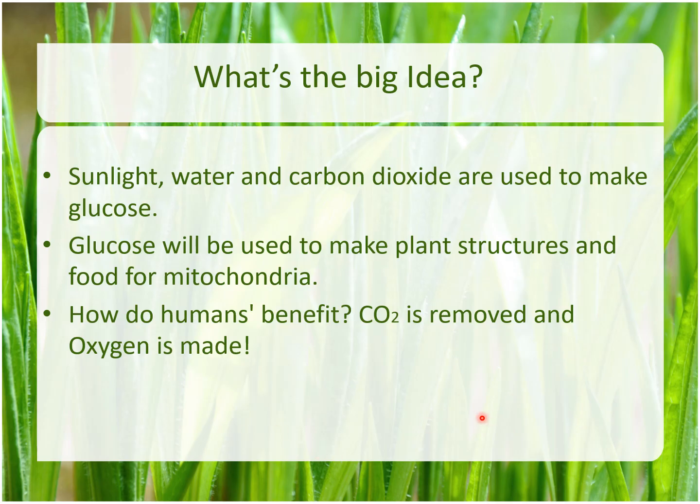So let's stick to the big idea. Sunlight, water, and carbon dioxide are used to make glucose. Glucose will be used to make the plant structure and food for the mitochondria. So how do humans benefit? Well, the CO2 is going to be removed from the atmosphere and oxygen is made.